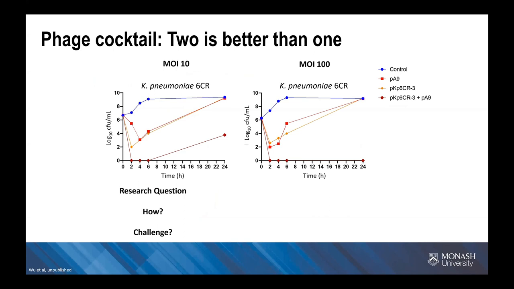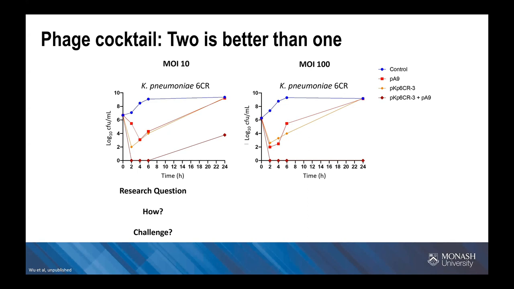And one of our other projects is to develop a phage cocktail against carbapenem resistant K. pneumoniae. In this study, we found a good synergistic activity when phage PA9 and phage PKP6CR3 are given as a combination at an MOI of 10. And we observed an even greater effect at a higher MOI of 100. MOI stands for multiplicity of infection, and in this context, it means the ratio of phages to bacteria.